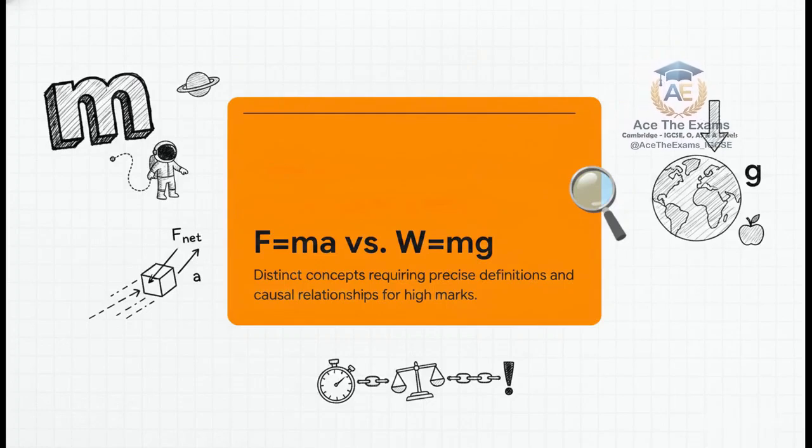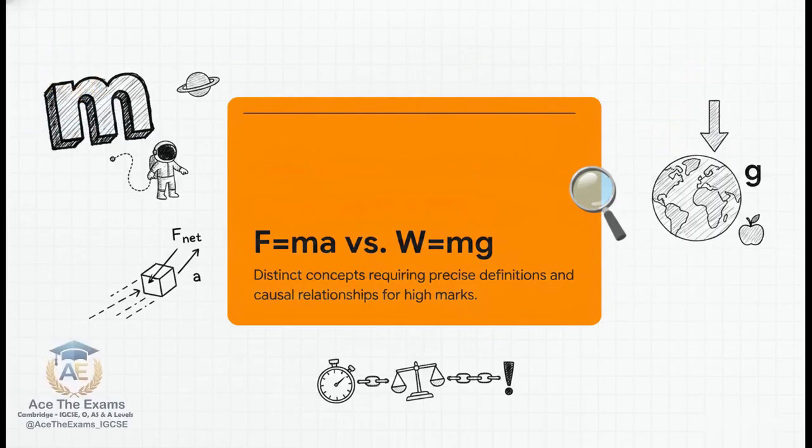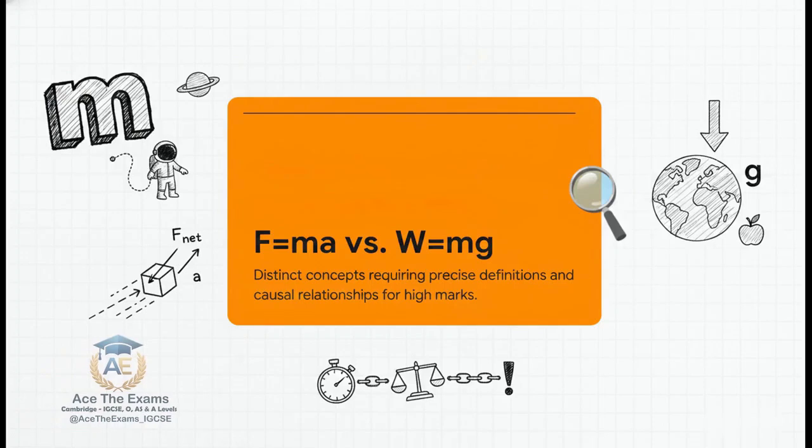The top-tier candidates, the ones securing those A stars, are the ones who recognize these precise definitions, who understand that a net force causes an acceleration and not the other way around, and who demonstrate cross-topic integration. That means they can seamlessly link kinematics equations, like v squared equals u squared plus 2as, with Newton's laws of motion to solve a complex, multi-stage problem without breaking a sweat.